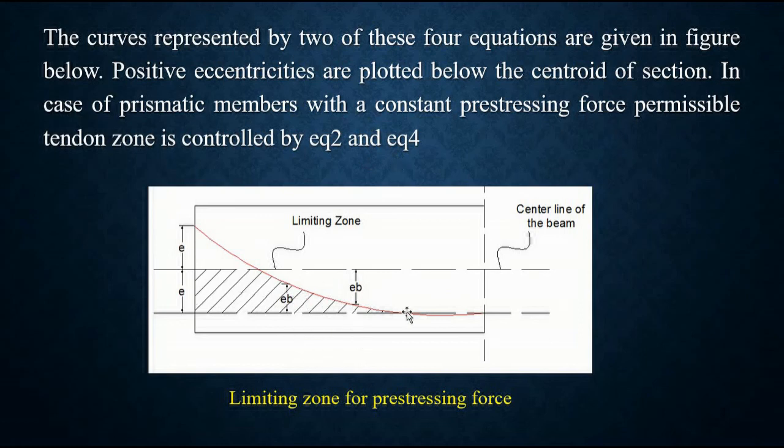Here we will be getting a curve like this. This is the center line of the beam. First of all, it is a rectangular section. We have marked the center line of the beam, and this is the limiting zone. This portion, whatever hatched portion you have seen, is the limiting zone here.